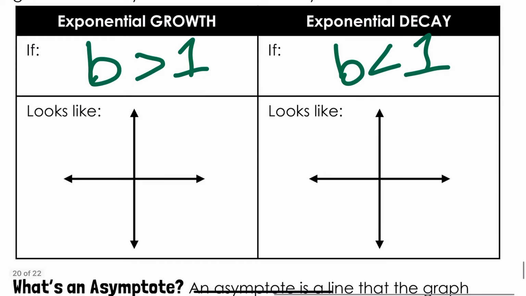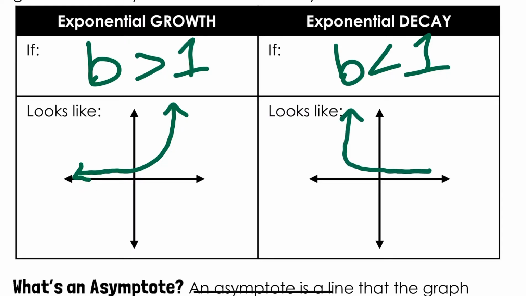When it grows, it's going to start out small and then get really, really big really quickly. For decay, it's going to be the opposite. It's going to start out really big and then all of a sudden turn small. That is our growth and decay. All of them will look like this unless we have a negative out front, and that's going to look something like that, but mostly we won't see that. We're going to see these two for growth and decay.